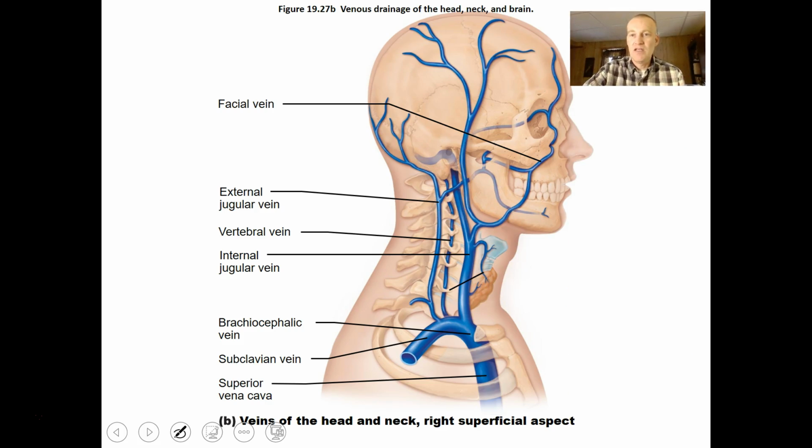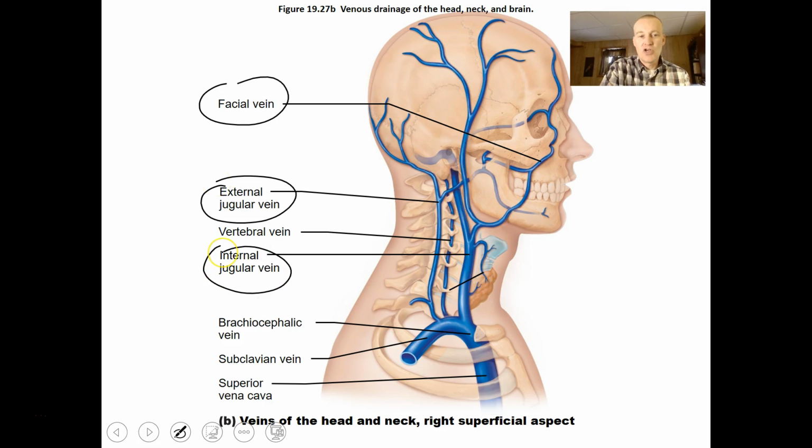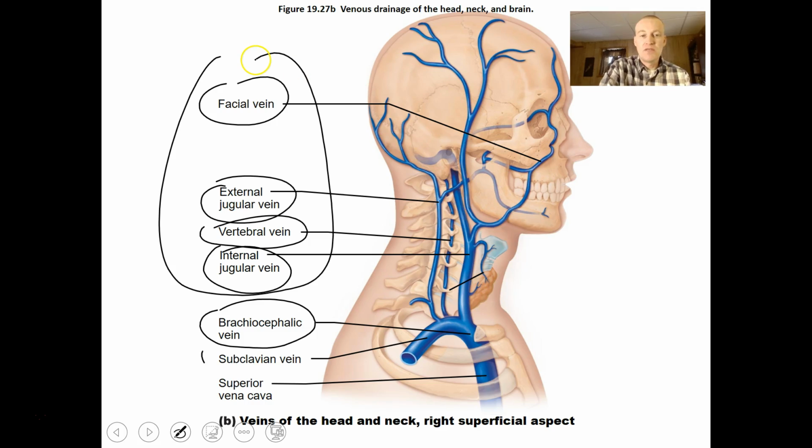Again, in lab time, we'll be looking at the various veins. So the facial vein drains the face, external jugular, internal jugular are draining the face and internal parts of the brain. Vertebral vein also drains the blood back to the brachiocephalic. So the brachiocephalic is going to collect blood from all these parts up here and from the subclavian and drop it into the superior vena cava.